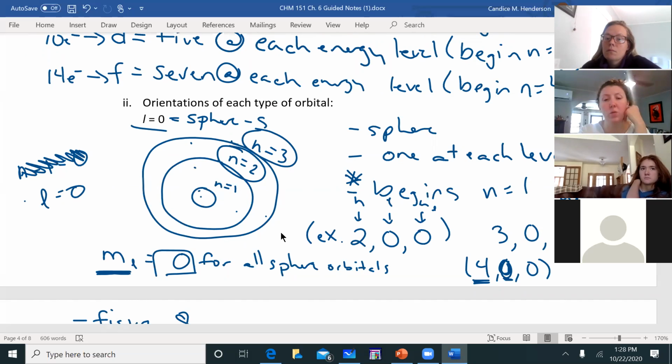Right, but how could one that is n equals 3 still be spherical, maybe, is my question. How can this one have a sphere shape?